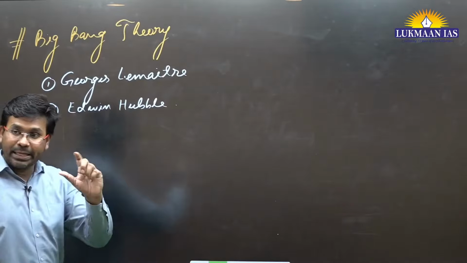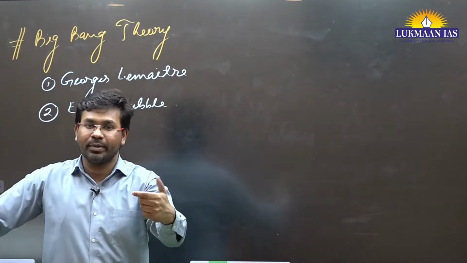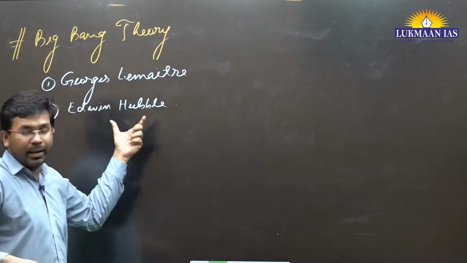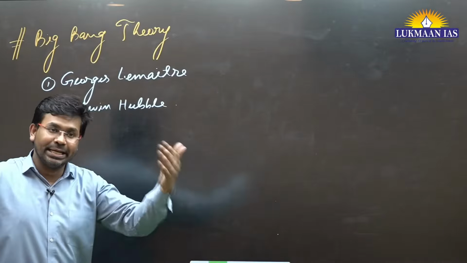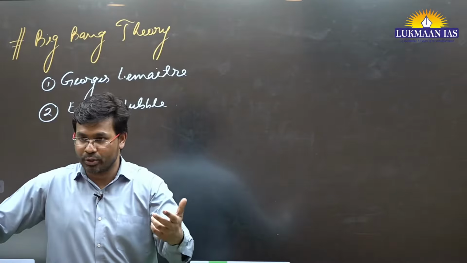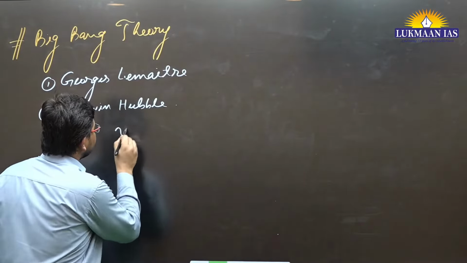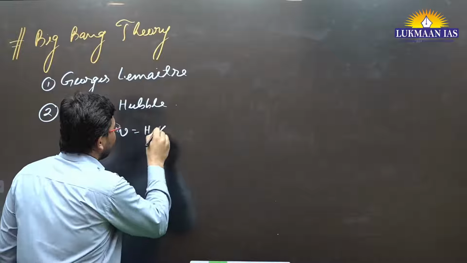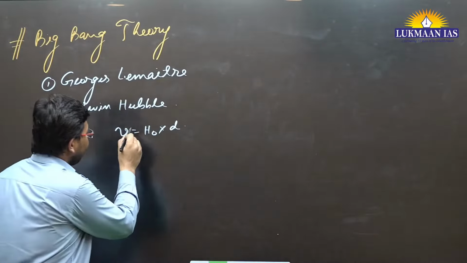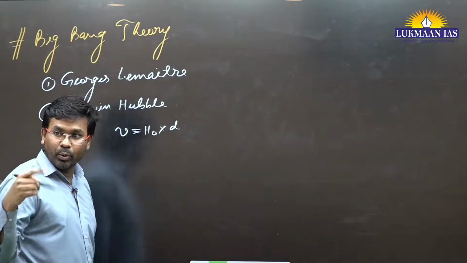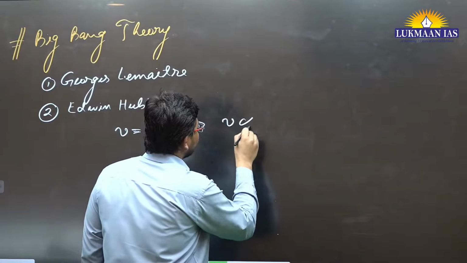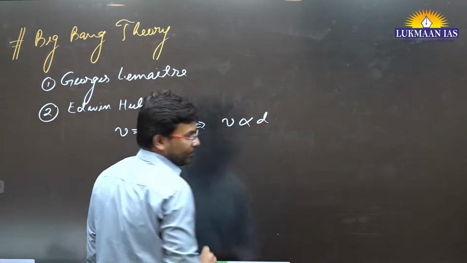Georges Lemaitre came up with the idea that the universe started from a single point, and Edwin Hubble talked about it in detail. He went into scientific research. He has given a formula also. Which formula? V is equal to H naught into D. H naught is known as the proportionality constant. If we remove H naught, V is proportional to D.